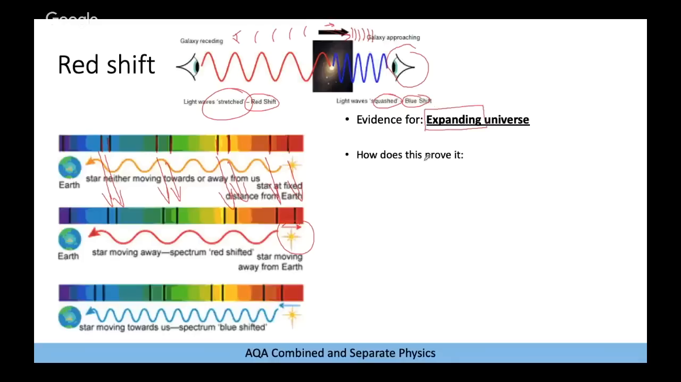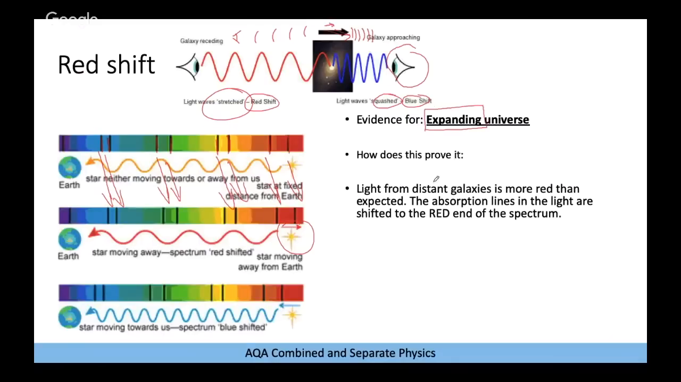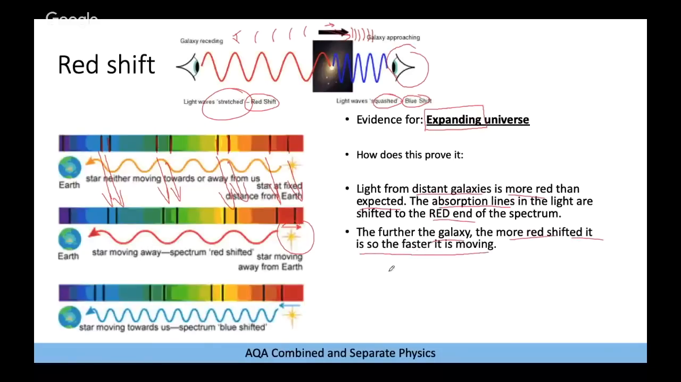This is evidence for the universe expanding. How does it prove this? Light from distant galaxies is more red than expected. The majority of distant galaxies are much redder than expected. The absorption lines in the light are shifted towards the red end of the spectrum. The further the galaxy is away from us, the more red-shifted it is, and so the faster it is moving away from us. This means that all of space is expanding.